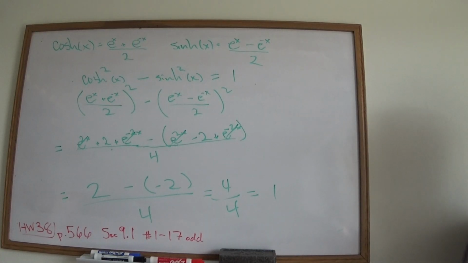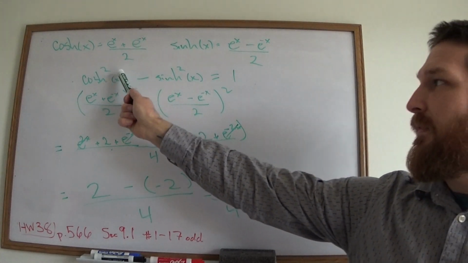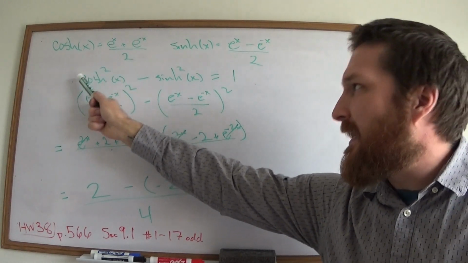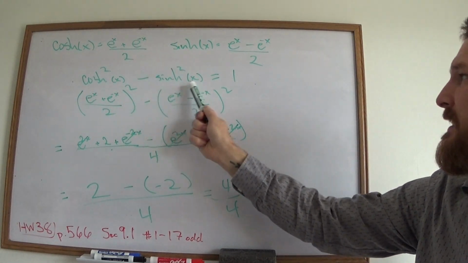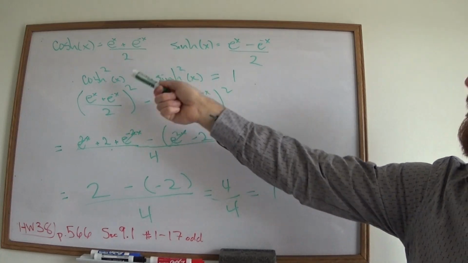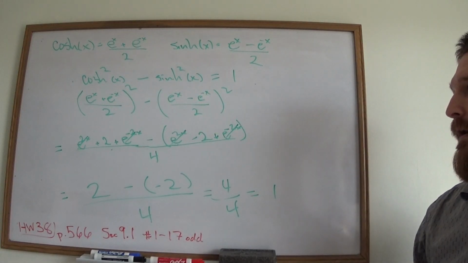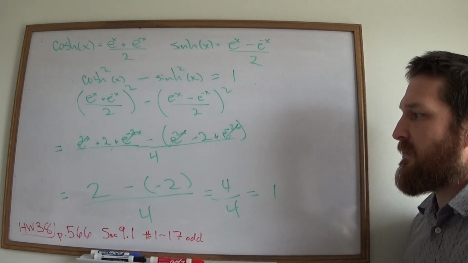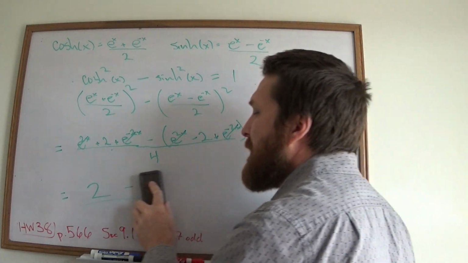That's why they're called the hyperbolic trig functions, because if you think about this, cosh t as x and sinh t as y, then these are hyperbolas. This is how you parameterize a hyperbola.